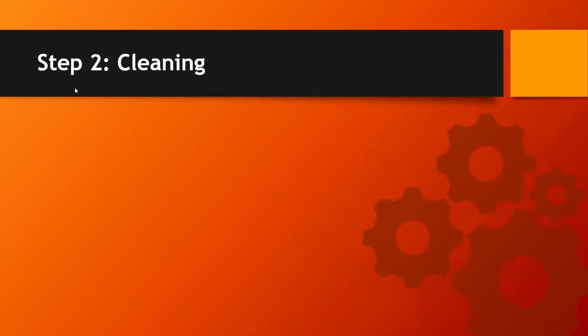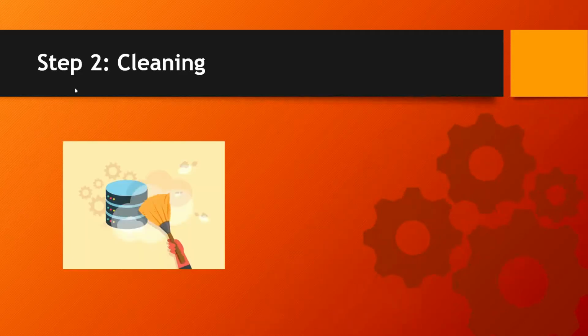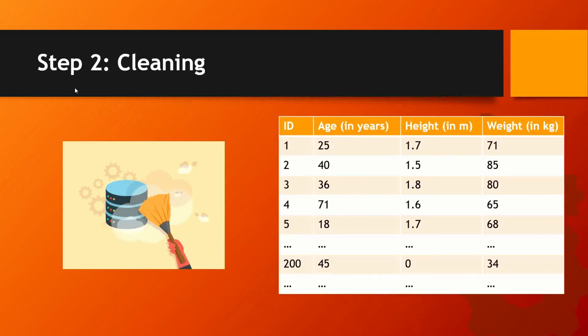The next step is cleaning of the data. Cleaning, as the term implies, is the process of removing some kind of impurities from somewhere, right? So we are trying to clean the data, meaning we want to remove some impurities. What does it imply in the data analysis context?